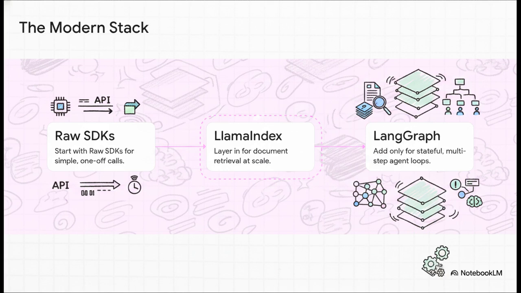Step 1. Start with raw SDKs for simple, one-off calls where transparency and speed are key. Step 2. Layer in LlamaIndex specifically when you need document retrieval at scale. Its chunking and querying are just unmatched. Step 3. Add LangGraph only when you absolutely need stateful, multi-step agent loops that require pausing or complex memory.